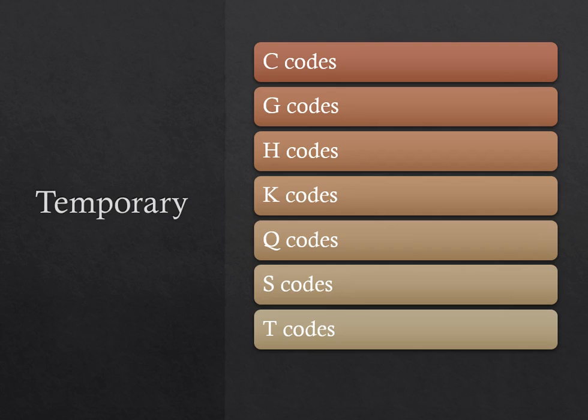Now, remember I mentioned that our HCPCS codes start with a letter. So those codes that meet the description of temporary codes start with the letter C, G, H, K, Q, S, and T, which you'll learn about shortly.